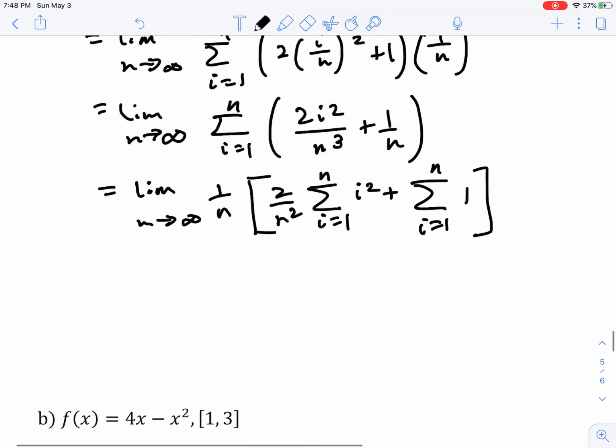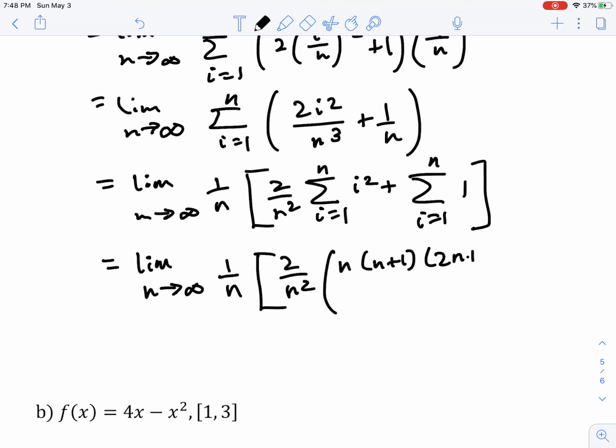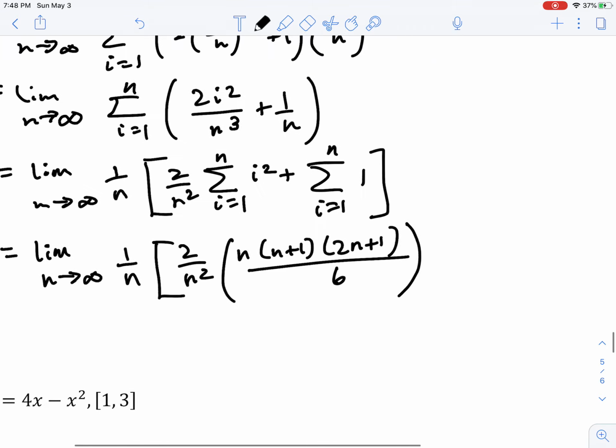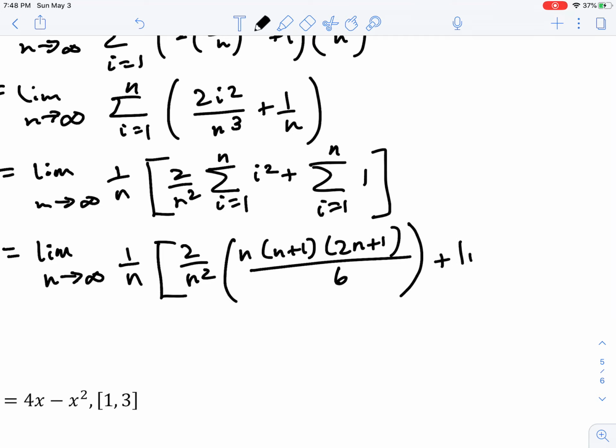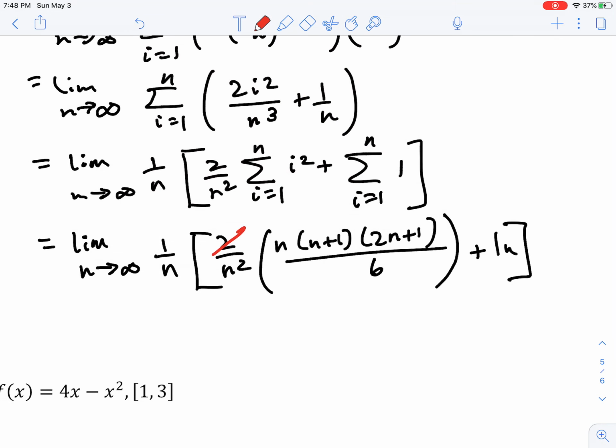And from here, if you don't want to do it exactly the way I'm doing it, if you saw an easier and cleaner way, and you probably did, of setting this up so that you can use those formulas, then go for it. But I got what I was hoping for. I got an i squared, I got a 1, right? So now I can use those summation formulas. So the limit as n approaches infinity of 1 over n, bring down that 2 over n squared. So I got n times n plus 1 times 2n plus 1 over 6. There's my first formula. And then plus, that one's easy, just 1 times n, or just n.